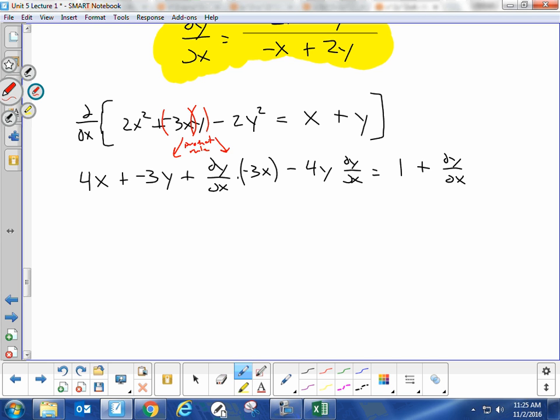So it's 2x just squared. So this would just be 4x. Yep. Distribute that negative. And 4y. 1 plus 2y dy/dx. Yep. Okay. Now solve for dy/dx.